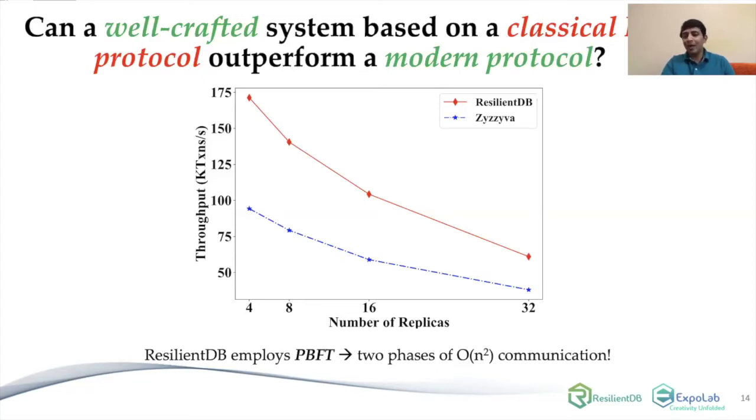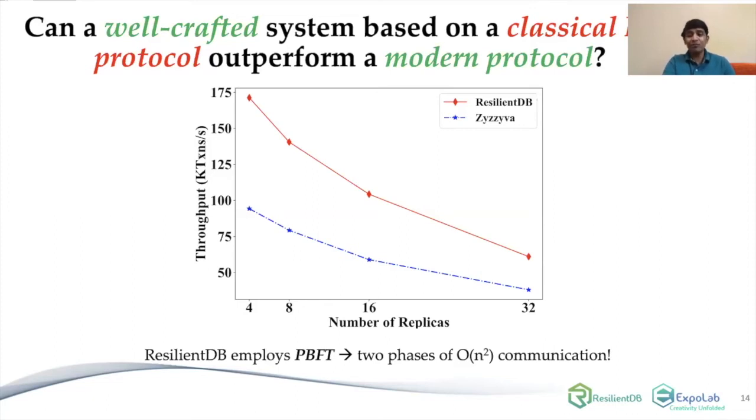And to explain our thought process, we ask a very simple question. Can a well-crafted system based on a classical BFT protocol outperform a modern protocol? Specifically, in this graph, we show that ResilientDB, our system, outperforms a state-of-the-art permissioned blockchain system. And this happens when ResilientDB is employing a slow BFT protocol, such as PBFT.